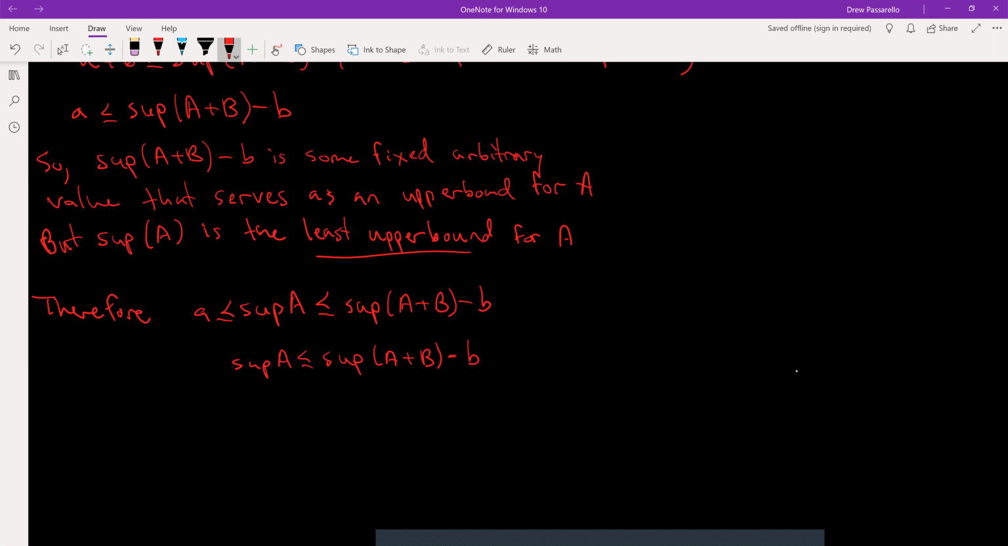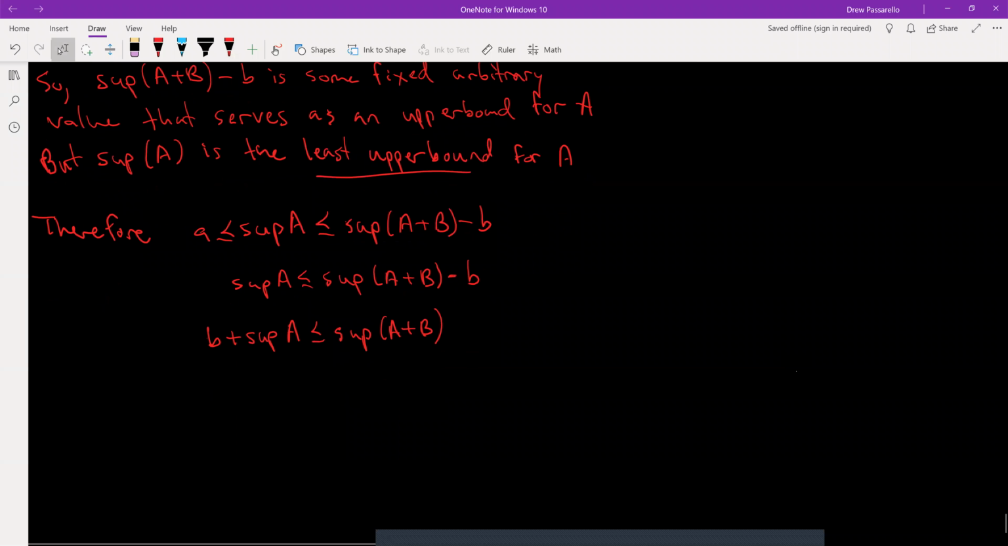And if I try to rearrange this, I could add B to both sides. So I'd have B plus sup of A less than or equal to sup of A plus B. Subtracting sup of A from both sides, then that means I have B is less than or equal to the sup of A plus B minus the sup of A.